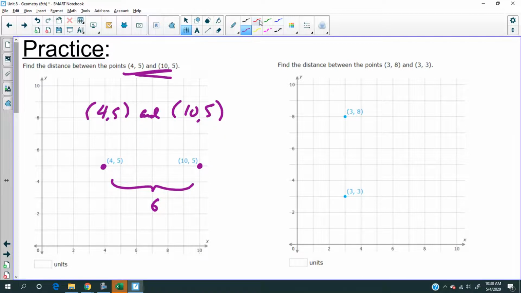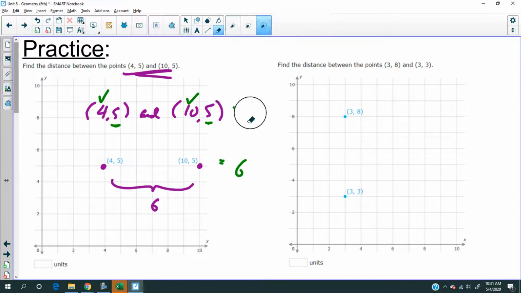So 4, 5, and 10, 5. Which two values are the same? Yes, the y values. So we're going to ignore those, because 5 to 5, nothing changed. That's why it's a perfectly flat line, a horizontal line. So what are the two values that are different? Yeah, the 4 and the 10. So my question for you is, how far is it to go from 4 to 10? Yeah, 6. That's it. So how long is the line? 6.